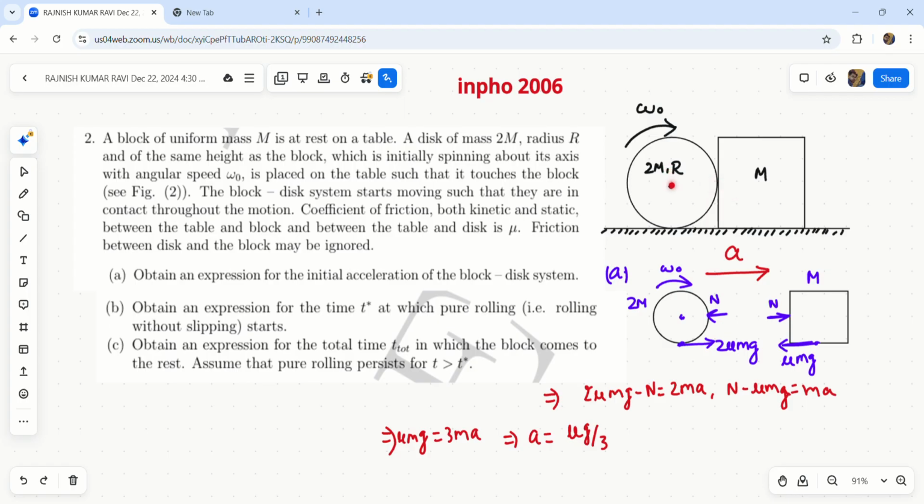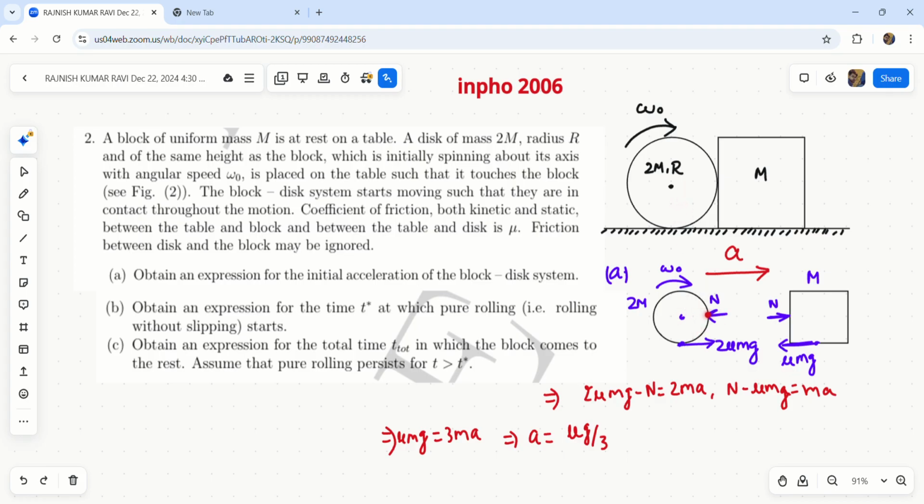Initially, the disk has an angular speed of omega naught about its own axis in this sense. So the bottommost point of the disk will have a speed of omega naught times r in the backward direction, due to which it will slip backward. To prevent this slipping, a limiting friction will act on the disk in the forward direction at this point. So 2 mu mg of friction will act on the disk in the forward direction.